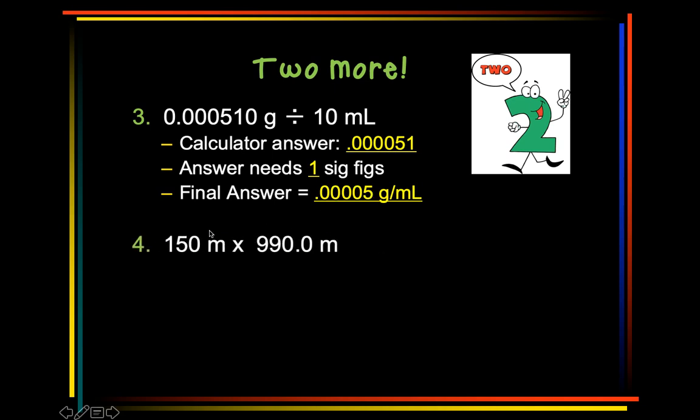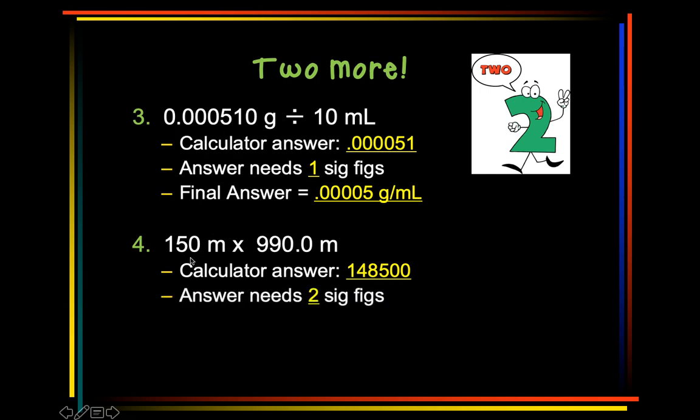How about this one? Do the math quick. Math calculator says, yep, 148500. Great. But look, this only has 1, 2 sig figs. This is a placeholder. This measurement was specific, 1, 2, 3, 4, but the rule says you can't be more specific than your least number of sig figs. So we can only keep 2.